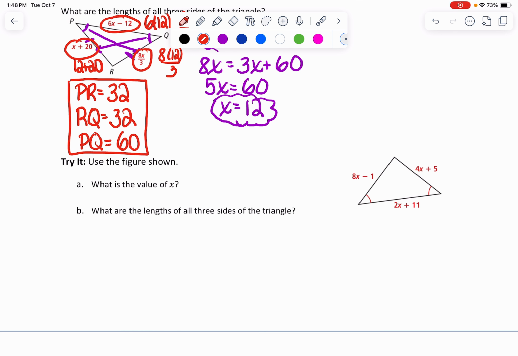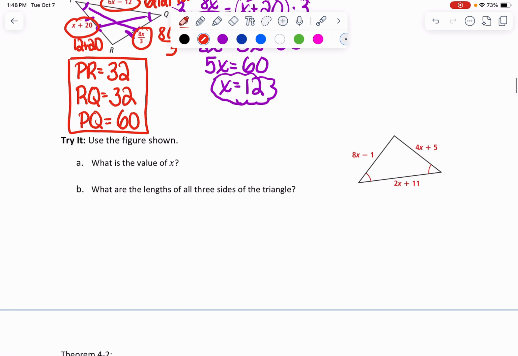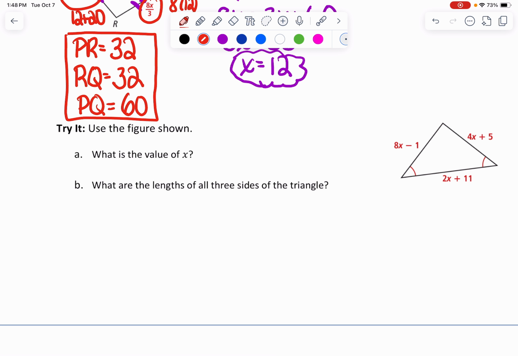Alright, so here's what I want you guys to do. I will post this answer key later, okay? But I want you guys to try this one. So try solving for the value of x, and then finally solve the 3 sides.